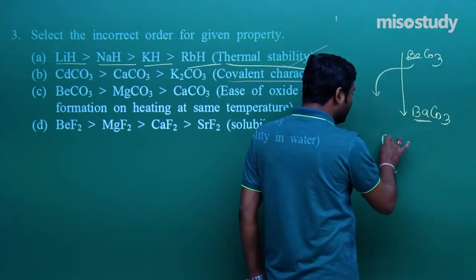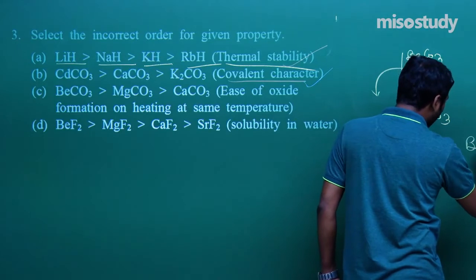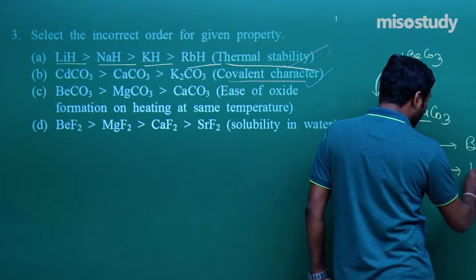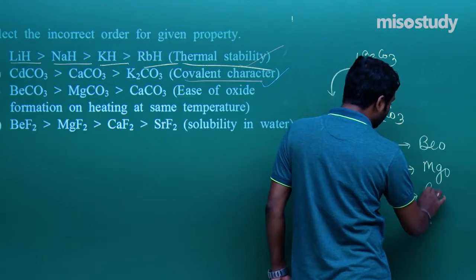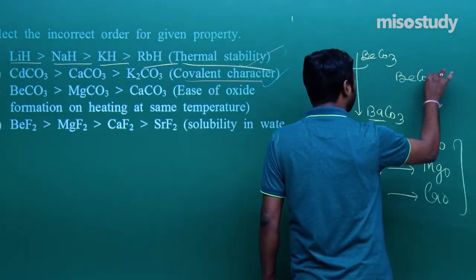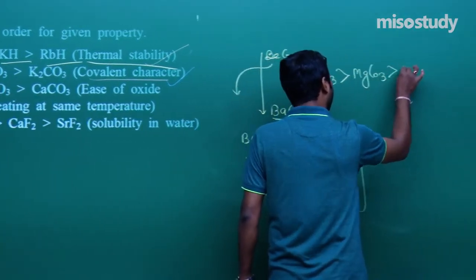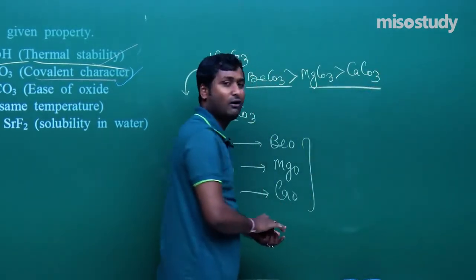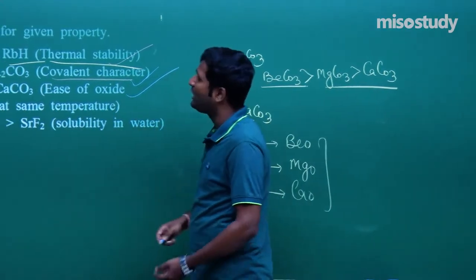But in the case of BeCO3, it easily decomposes and gives you BeO, the oxide. And if I talk about MgCO3, it gives you MgO. Then there comes CaCO3, it gives you CaO. So the order of formation is first BeCO3, then MgCO3, and then CaCO3. This is the order. Clear? So this is also a correct option.